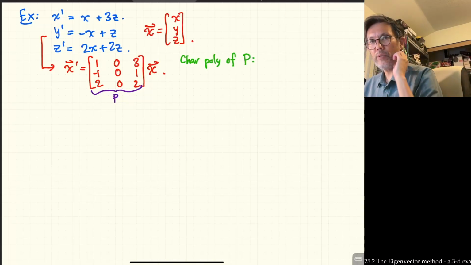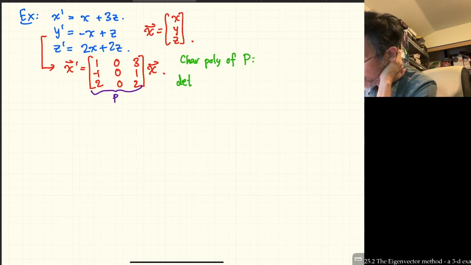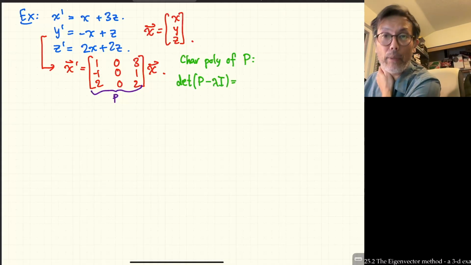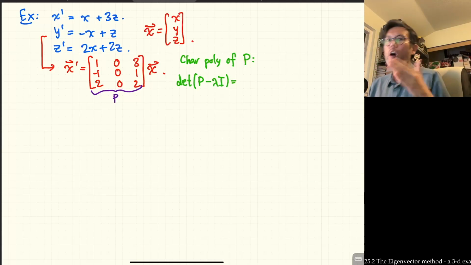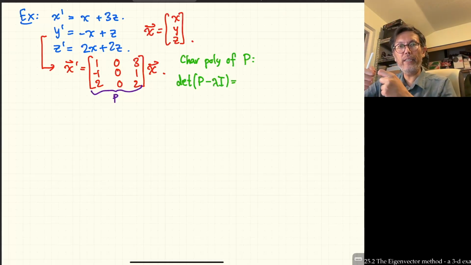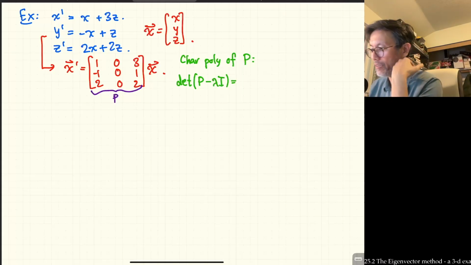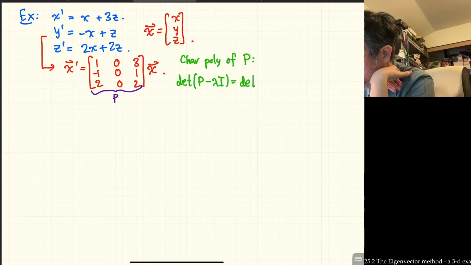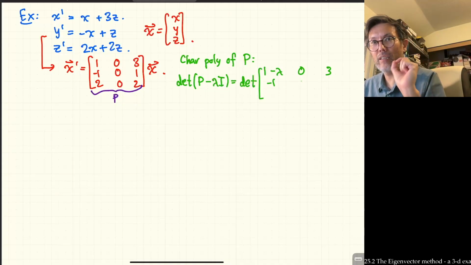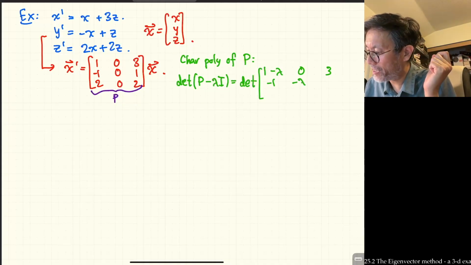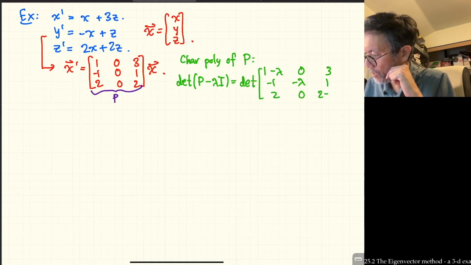The characteristic polynomial of P is the determinant of P minus lambda I. In this case, I is the 3 by 3 identity. All you need to do here is take the determinant of what you get by putting minus lambdas down the diagonal. So this is the determinant of the 3 by 3 matrix: 1 minus lambda, 0, 3; negative 1, 0 minus lambda, which nobody bothers writing the 0, we just write minus lambda, 1; and then 2, 0, 2 minus lambda.